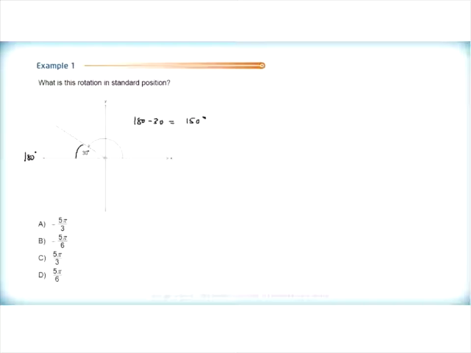Now, that's 150 degrees. We need to be able to change that to radian measure. So we multiply by pi over 180, and that's going to give me 150 pi over 180. When I reduce that, I'm going to get 5 pi over 6. 5 pi over 6. Answer is D.